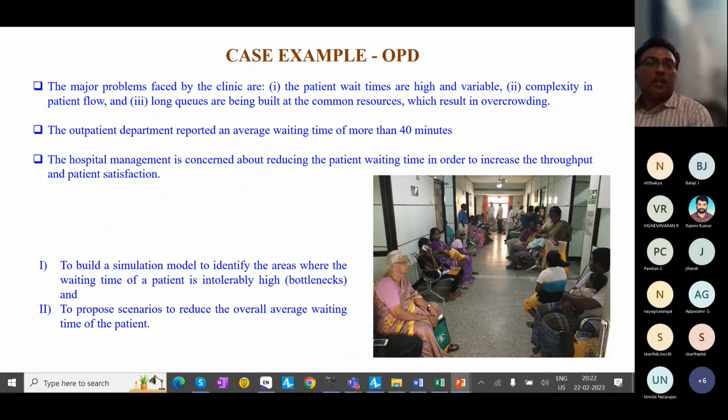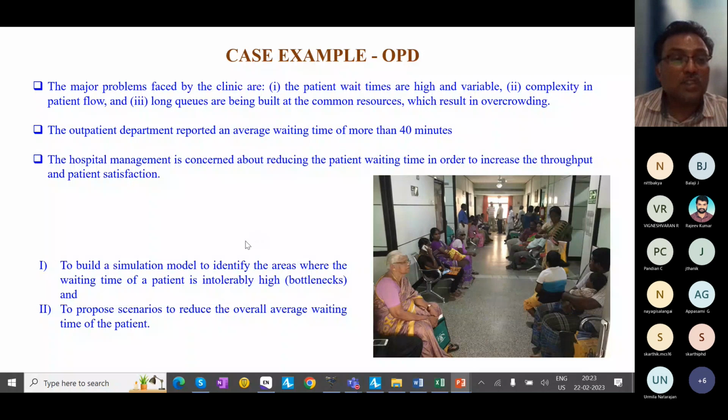And complexity in the patient flow is there, and long queues are there, especially at common resources, resulting in overcrowding. And the hospital management is interested to know the effect of scheduling. They don't have scheduling now. They wanted to visualize what the effect would be if we introduce scheduling. Within scheduling, different types are there: appointment rule, patient tracking, everything. So if I introduce appointment scheduling, what will be the effect? Will it be okay or not? So they wanted to evaluate this.